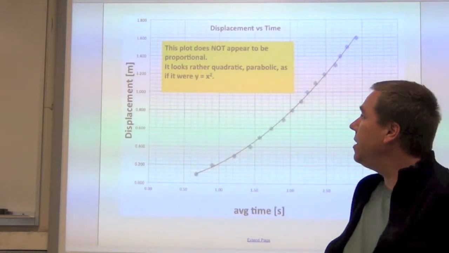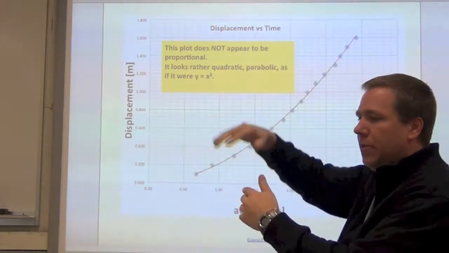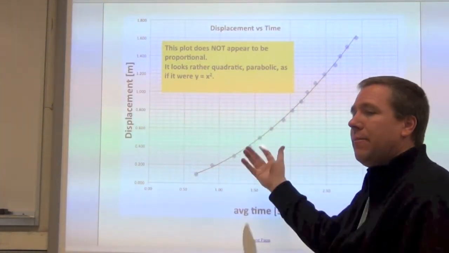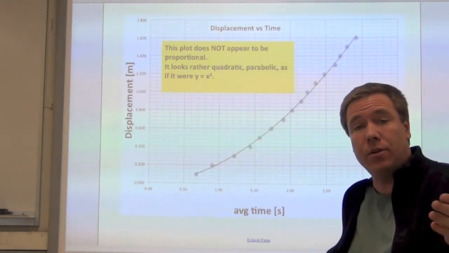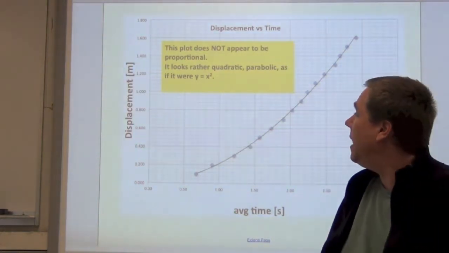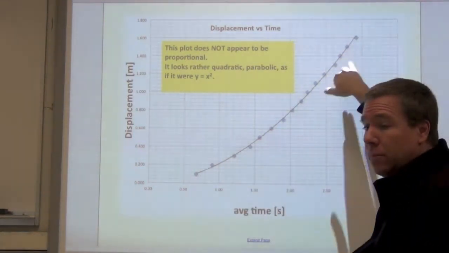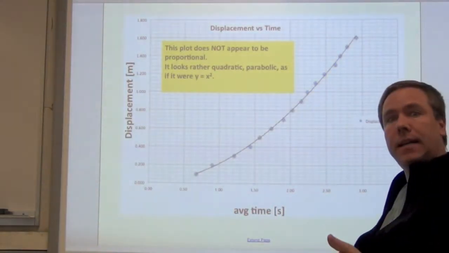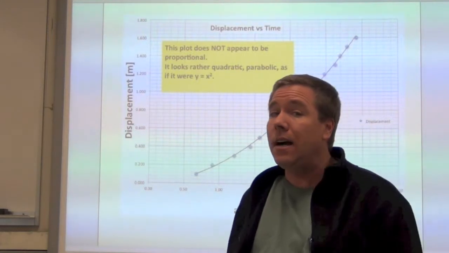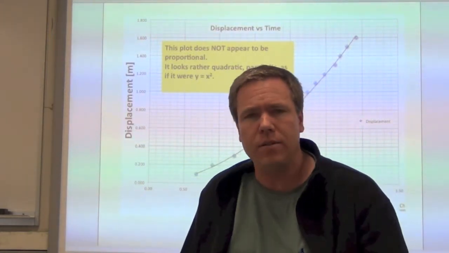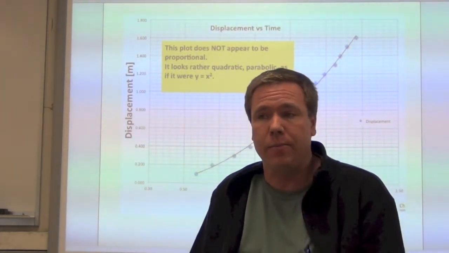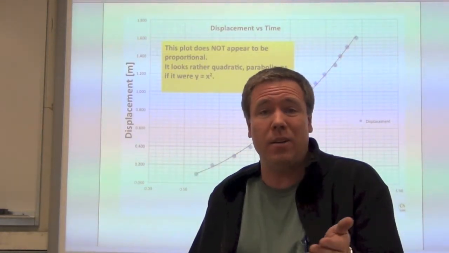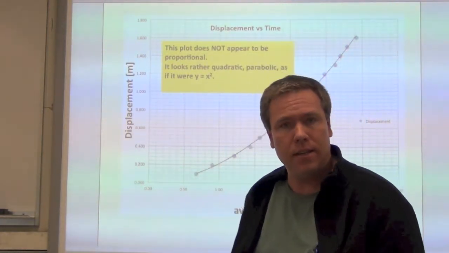Your first plot should have displacement versus time. You've stretched out both your axes. Mine is a computer-generated plot. Yours should be done by hand. You might have an elbow parabola on there. And then there should be some text explaining that this data is not proportional. And you might even go so far as to say it looks quadratic or parabolic. Kind of looks like y equals x squared in general.